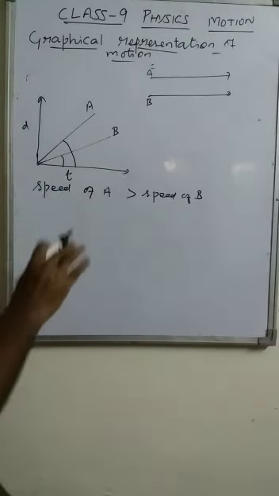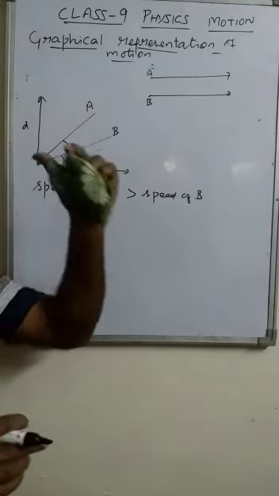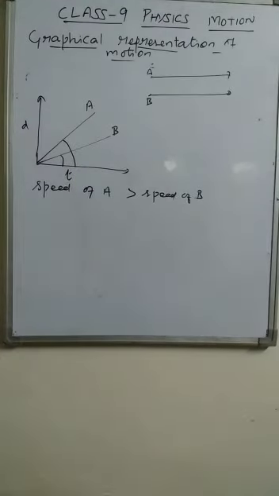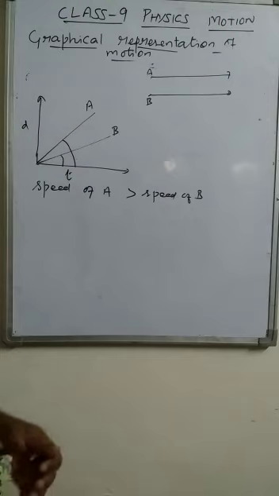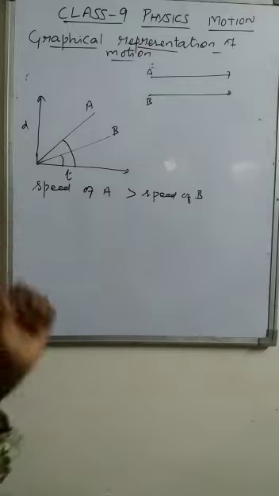So this is all about the distance time graph. Then we will go to the velocity time graph. In the next session we will see the velocity time graph.